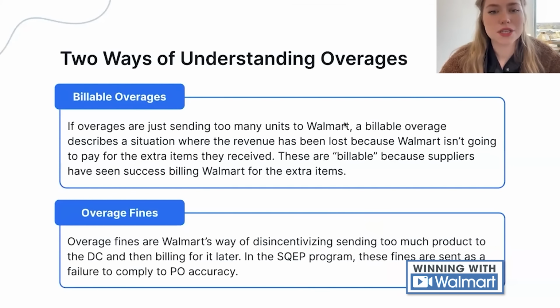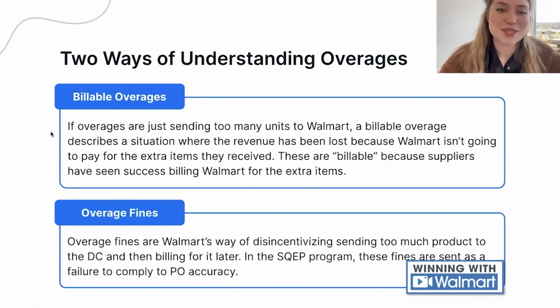Now, there are two ways of understanding overages. There are billable overages, which are those shortage overages that I mentioned earlier. And there are overage fines. Walmart has introduced a new program that we lovingly call SQEP here at Supplier Wiki, also known as the Supplier Quality Excellence Program. Walmart is now fining suppliers for any overages they are seeing come through. So not only can you be losing money on these billable or shortage-related overages, you can also be getting fined on it.